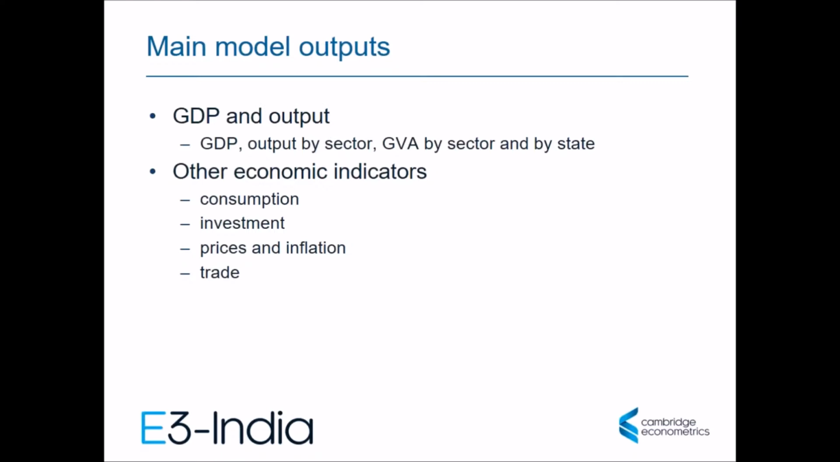We can break down GDP to sector and state, going to gross value added, and also output, so total production levels. And then breaking GDP into its main component parts. But that all comes out automatically as well, consumption, investment, and trade, and then also the impact on prices and inflation as well.